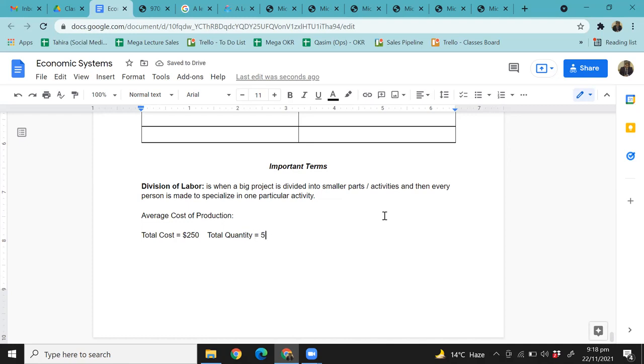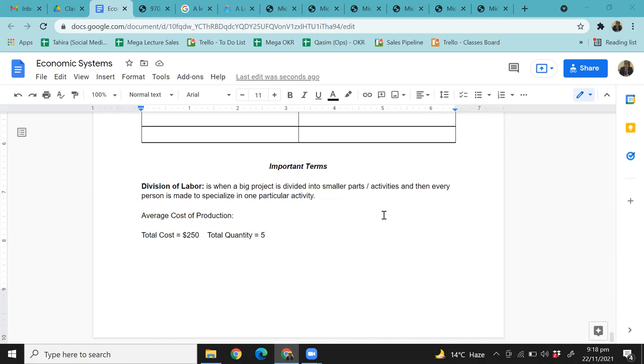Now, if you want to calculate how much a typical burger cost you, all you have to do is divide the $250 by 5. That gives you how much? $50. This means each burger cost you how much? $50. Is it making sense?